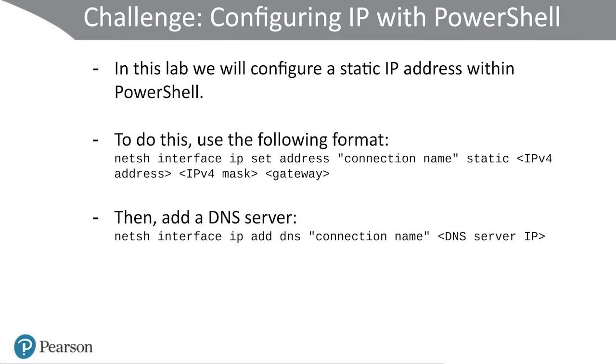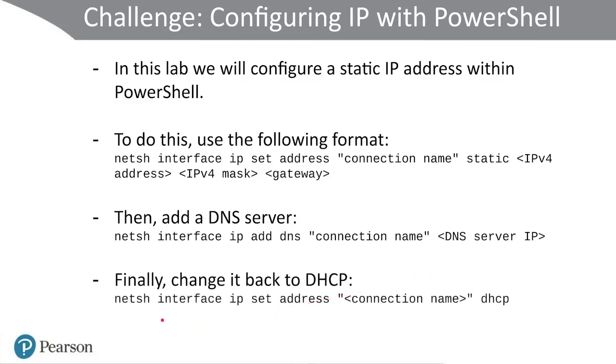After we do that, we'll test it and make sure that it can function and that we can connect to the internet. When we're done, we'll set it back to DHCP. And the command for that, netsh interface IP set address, the connection name, and just DHCP. So let's get into the demonstration now.